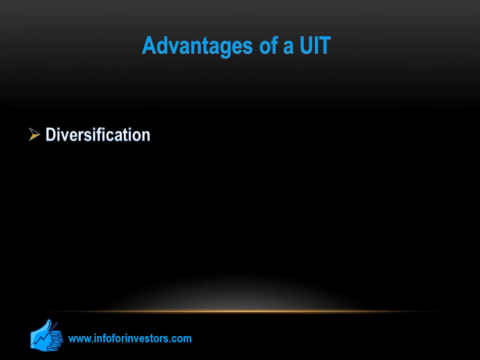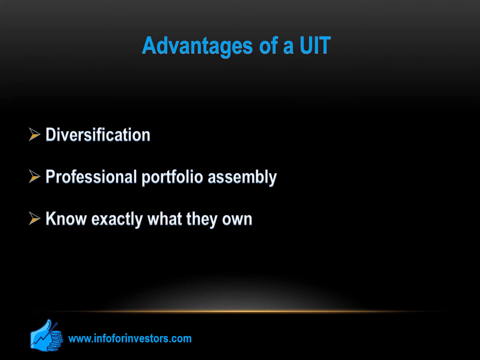Number two, they appreciate the professional portfolio assembly. We have said that investment professionals carefully select the securities that go into a UIT's portfolio. This sits well for investors, because they know that the portfolio aims to generate good returns. Number three, they know exactly what they own. Once the investment professional chooses what securities go into the portfolio, they usually don't change. Investors would know exactly what stocks and bonds they would own. They can also find the securities they are familiar with and buy a UIT that carries them. Many investors would rather work this way.